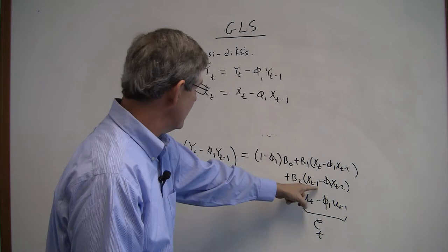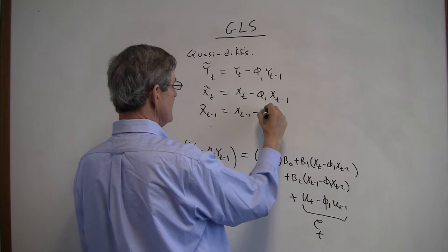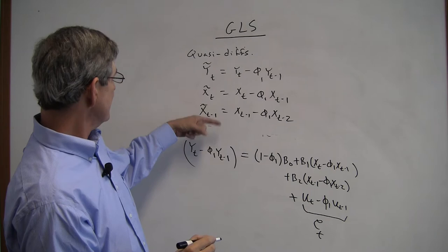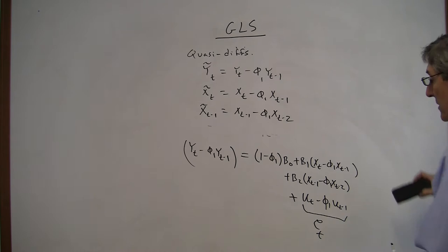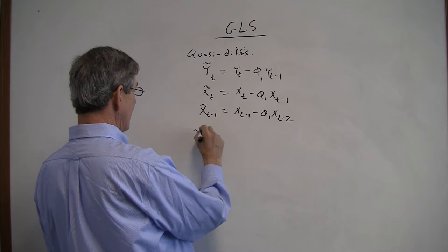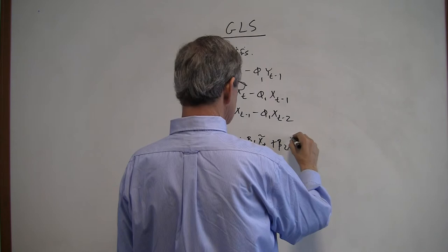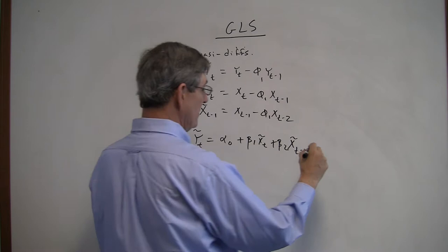You could. xt tilde minus 1 is equal to xt minus 1 minus phi 1 xt minus 2. But that's just the lag of this one. So we can define our model then in terms of those things. So we could write the model I just erased at the bottom here as yt tilde equals alpha naught plus beta 1 xt tilde plus beta 2 xt minus 1 tilde plus, and I just realized that I did something I didn't mean to do. I'm going to write u tilde t.